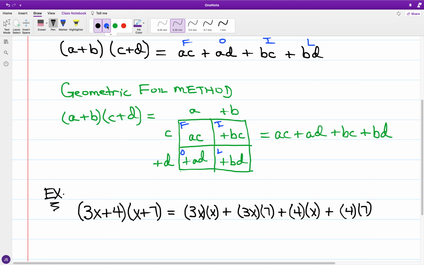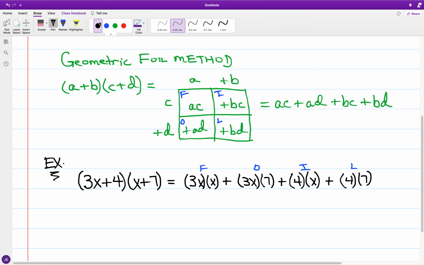Again, you have first, outer, inner, and last. Looking at the corresponding products, you have 3x times x, which forms 3x squared. For the outside and the inside terms, the outside 3x times 7 is 21x. Inside we have 4 times x, which is 4x. For the last part, we have 4 times 7, which is 28.